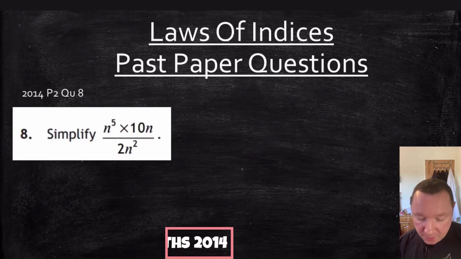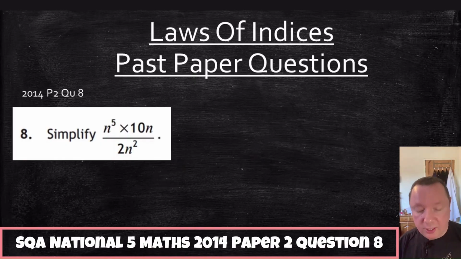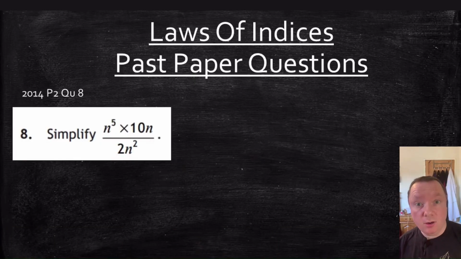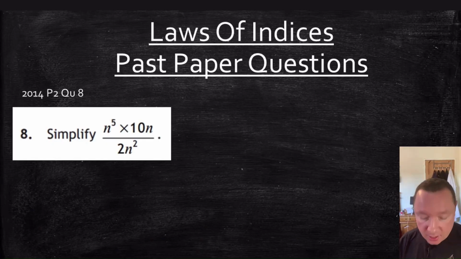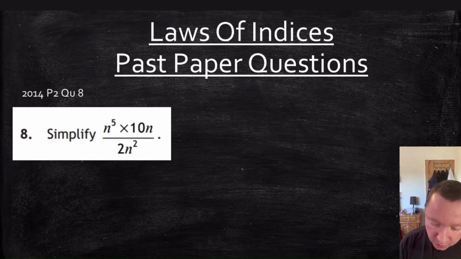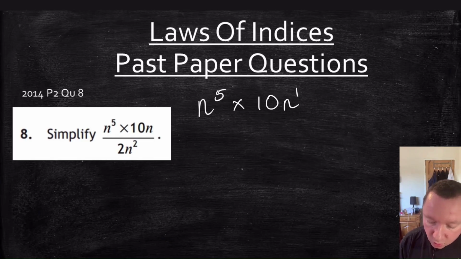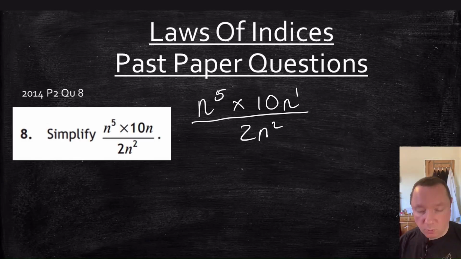Okay, simple past paper question here. This is from 2014, paper 2, question 8. So it is a calculator question, even though you probably don't need it. So you've got: simplify n to the power of 5 times 10n over 2n squared. So that is the same as n to the power of 5 times 10n, well that's a power of 1, over 2n squared. So let's just deal with the top and bottom separately.